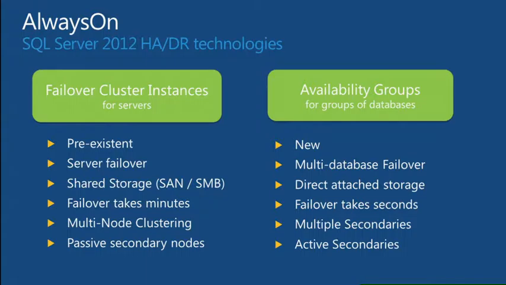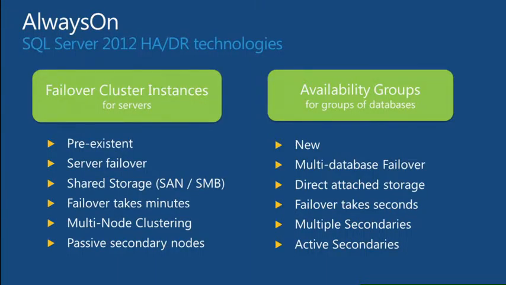Now, the new solution that we have in SQL Server 2012 is called availability groups. You can imagine availability groups as database mirroring on steroids. It has been enhanced in multiple ways. The first thing is that we have multi-database failover. This means that in an availability group, you can have multiple databases that, in the case of a failure, are going to fail over together.